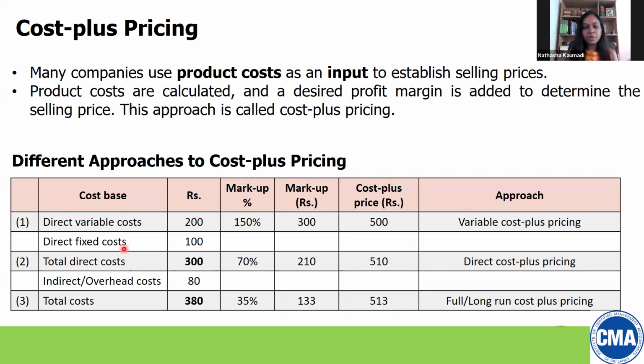Another approach would be to add direct fixed cost to the direct variable cost as well. You can calculate the fixed cost by dividing by the number of units expected to be produced, let's say 100 rupees. Approximately, these are not correct numbers. So the total direct cost is 300 rupees. Now you need to add a markup, let's say 70%. Previously you added 150%, now you're adding only 70%. That is 210. 300 plus 210 equals 510. Your price would be 510.